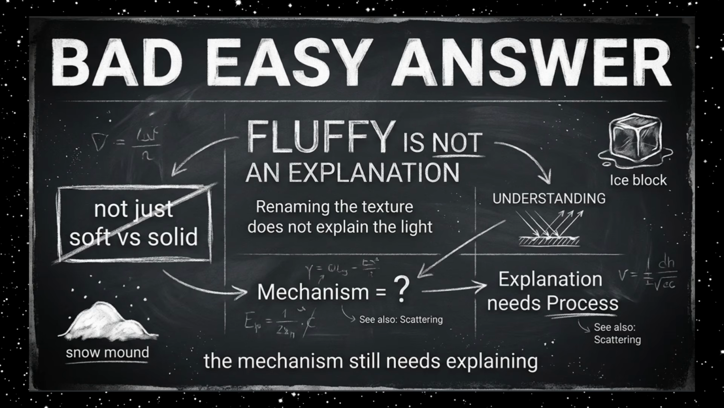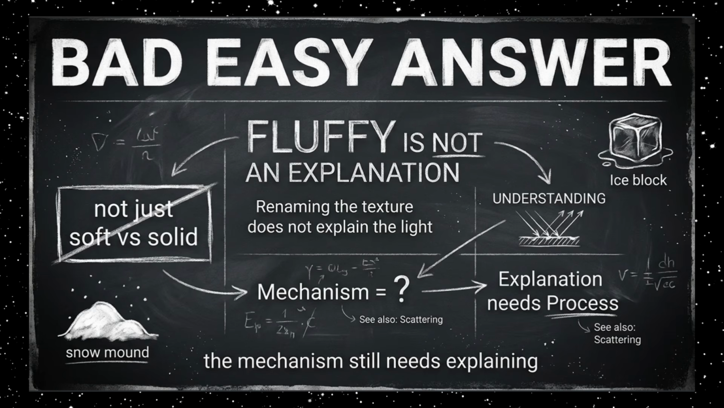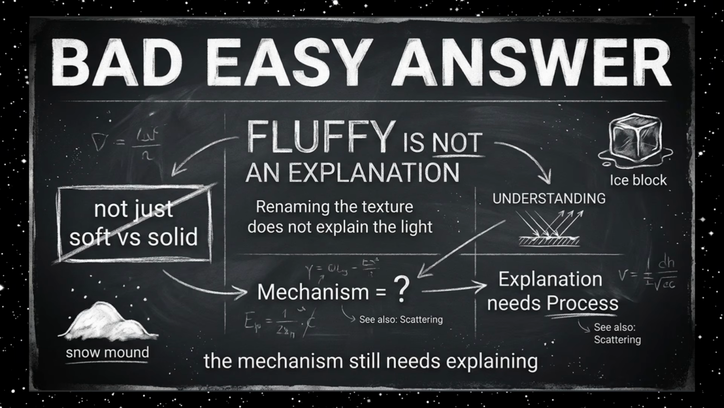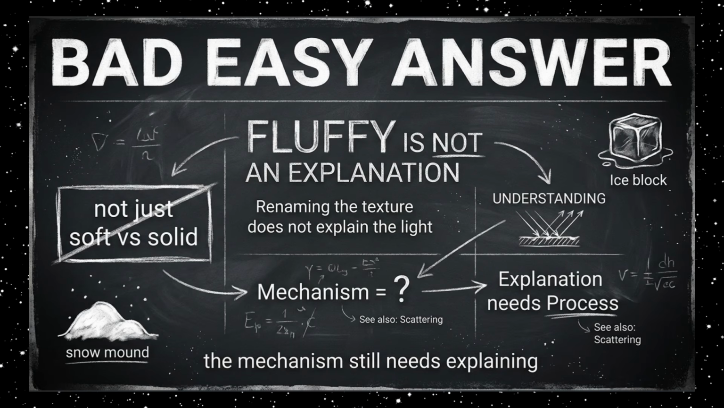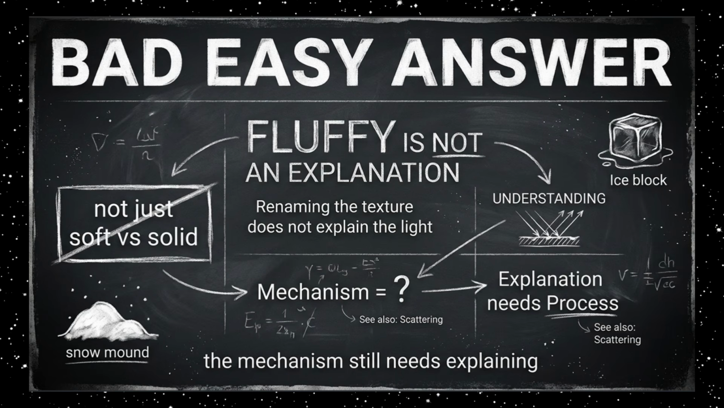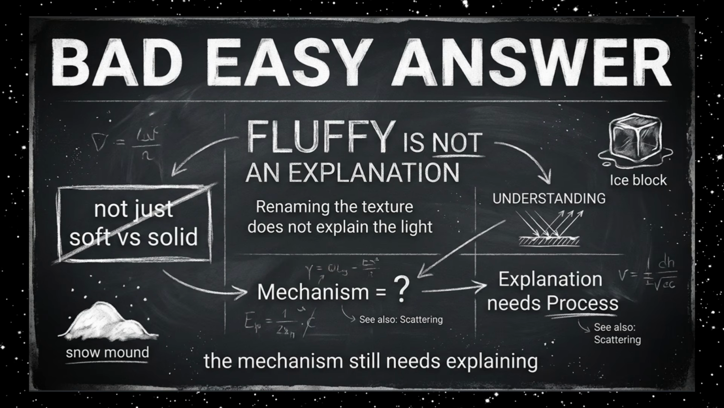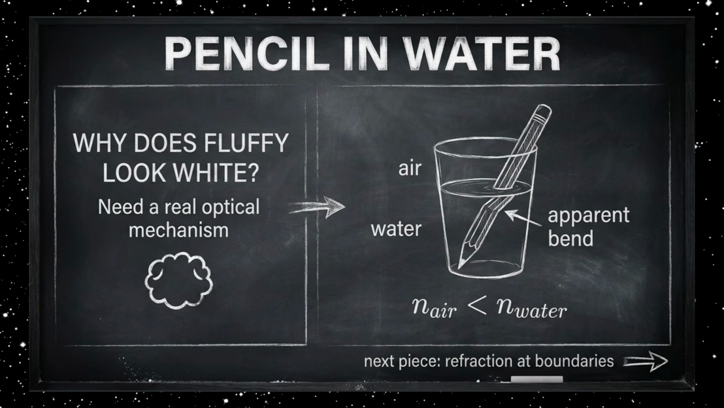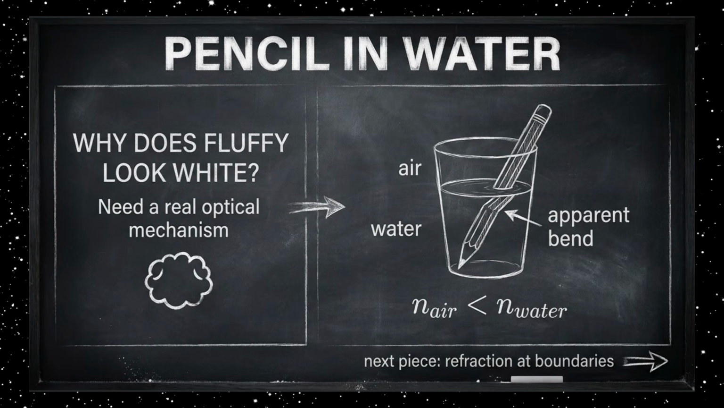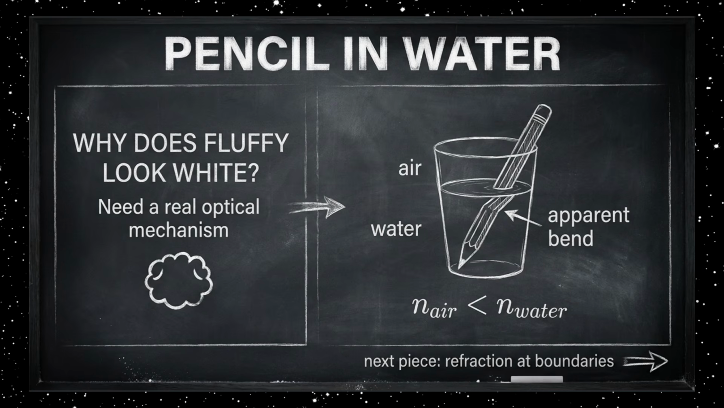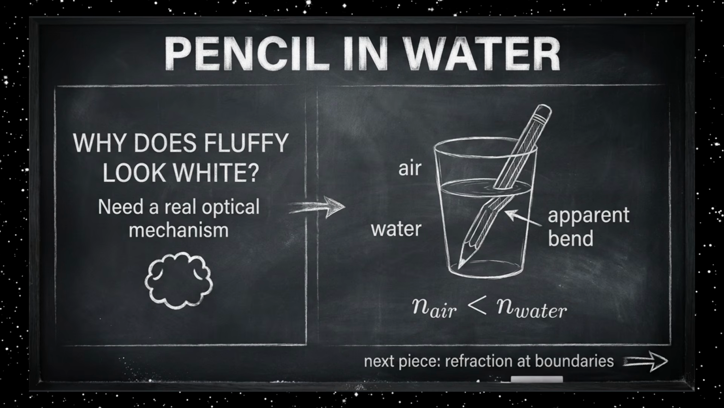This is where you have to start being careful. Because the easy answer is wrong. The easy answer is to say, well, snow is more like fluffy stuff and ice is more like a solid, and somehow that explains it. But that does not explain anything. You have just renamed the problem. You said it is fluffy. So what? Why does fluffy mean white? Let me show you what is really going on.